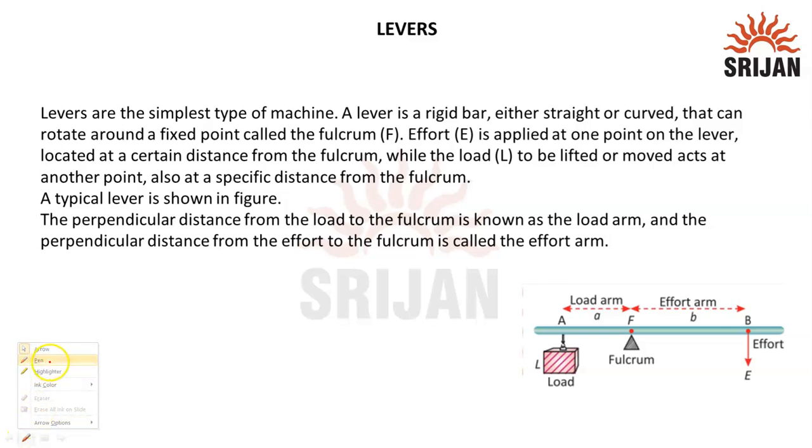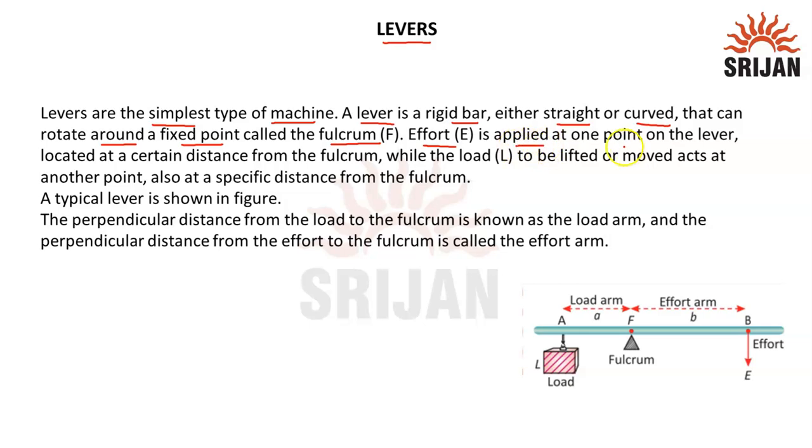So today in this video we'll be studying about the levers. So levers are the simplest type of machines. A lever is a rigid bar, either straight or curved, that can rotate around a fixed point known as fulcrum. It is also shown here in the picture. This point F is the fulcrum.